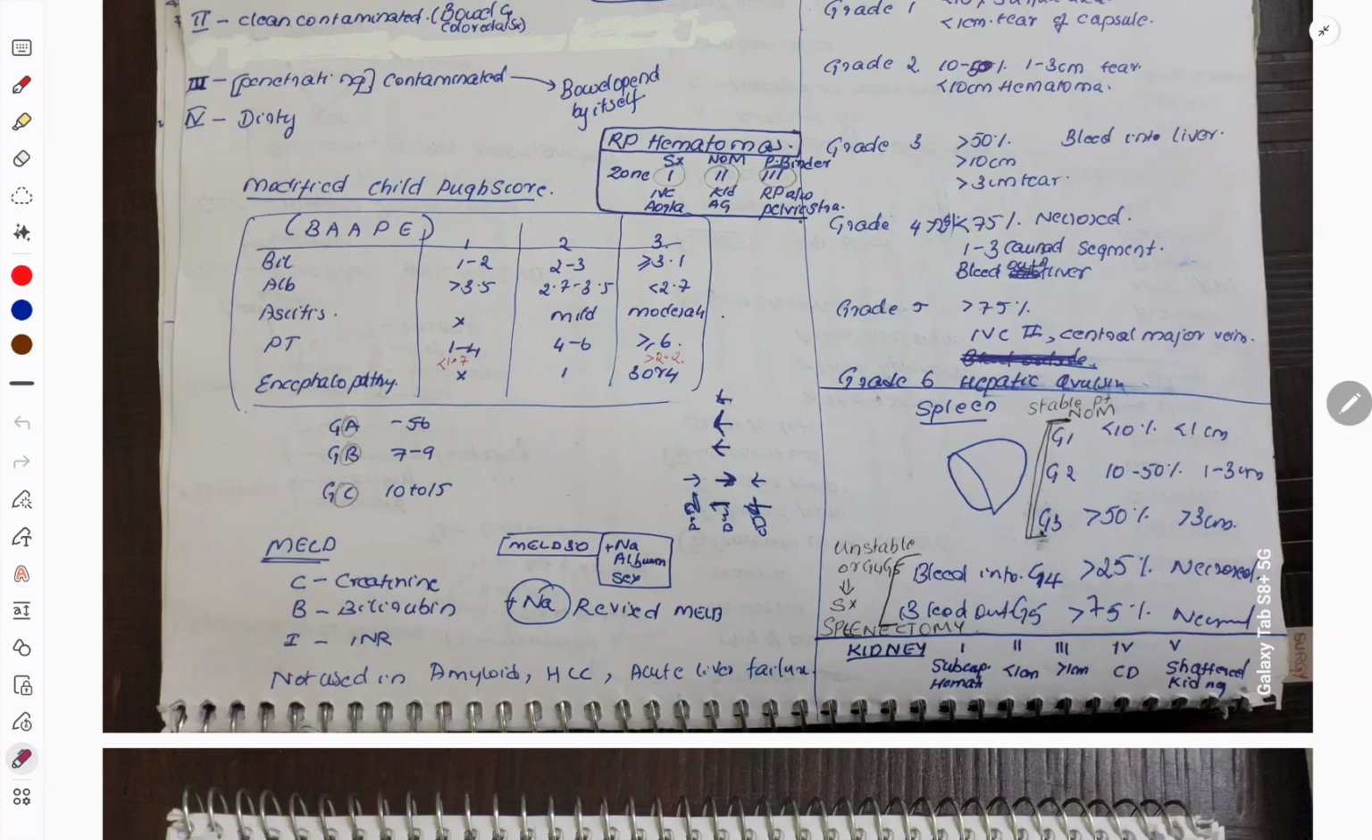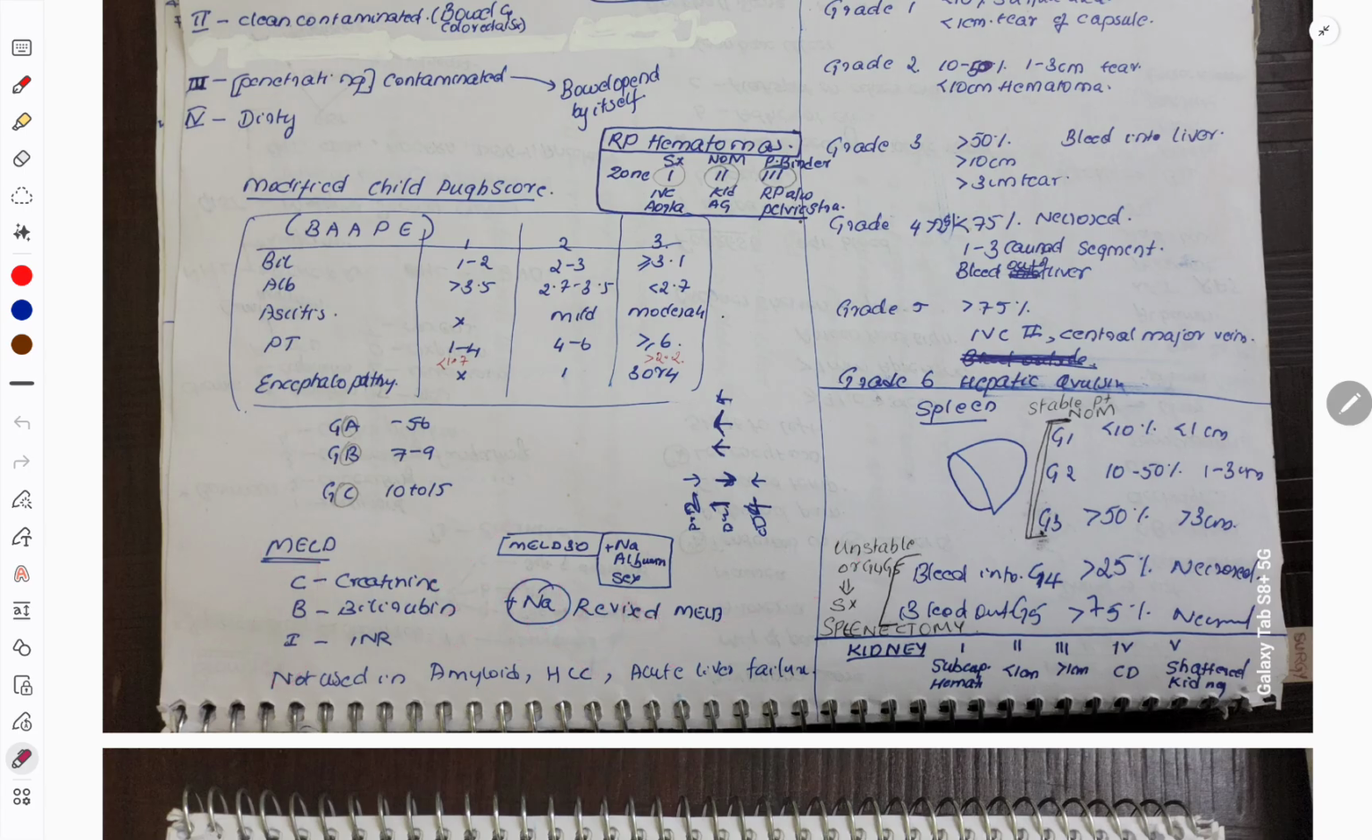Then you have the MELD score. The MELD score is the criteria which was used to predict the mortality after TIPS previously, but right now we use the MELD score to assess for liver transplant, the waiting list. There are 3 things included: creatinine, bilirubin, INR. Now there is a revised MELD to which sodium is also added. Remember, Mammootty CBI: creatinine, bilirubin, INR, and sodium is also added to the MELD score.